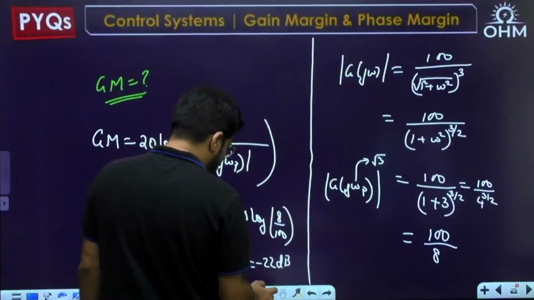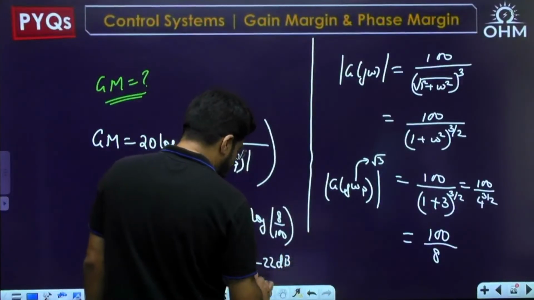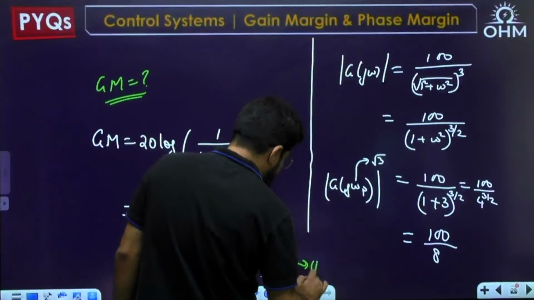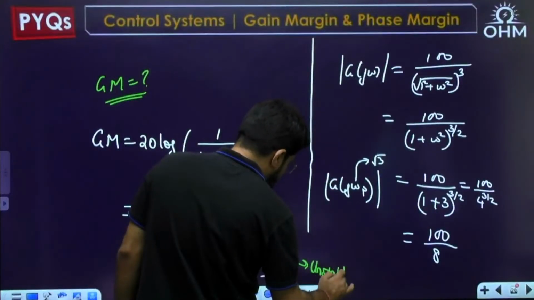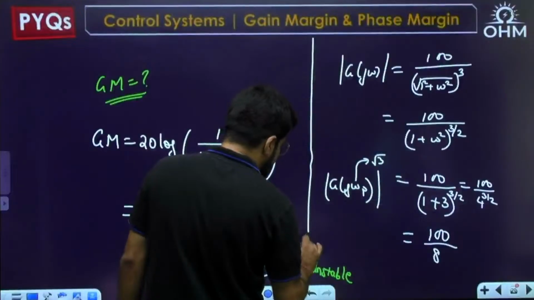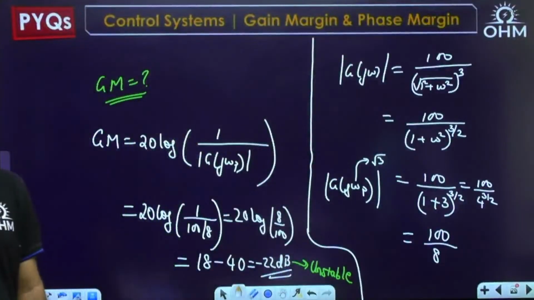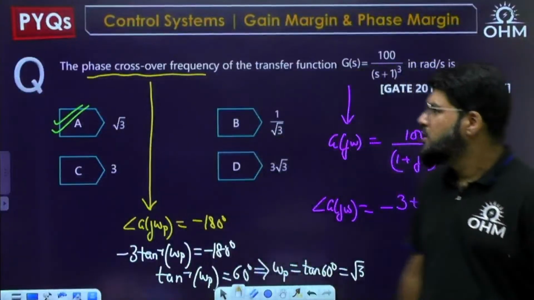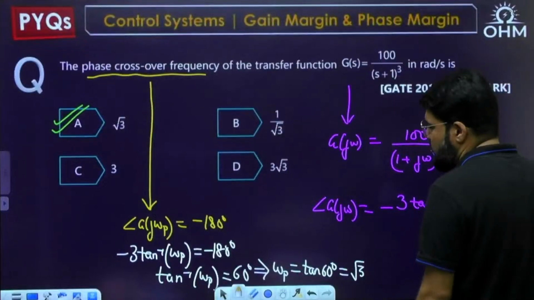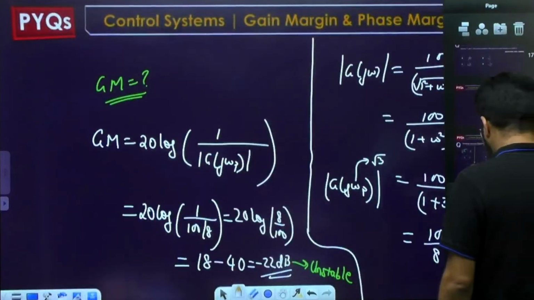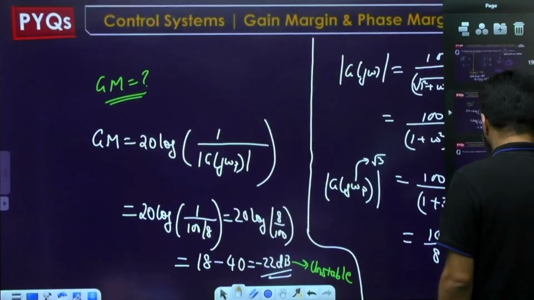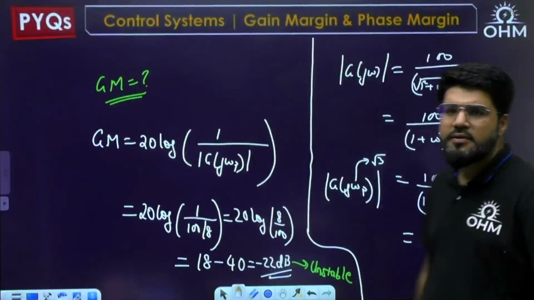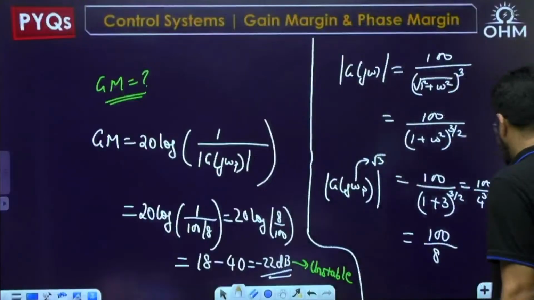That also leads to one important conclusion. What is that conclusion? Minus 22 decibel is the answer, and the important conclusion is that the system is going to be unstable. Gain margin negative, system will be unstable. The previous question was simple, 1 mark. They've only asked the phase crossover omega p, but we have calculated both, not a problem. Correct, dear? Now, let's come to the next question.